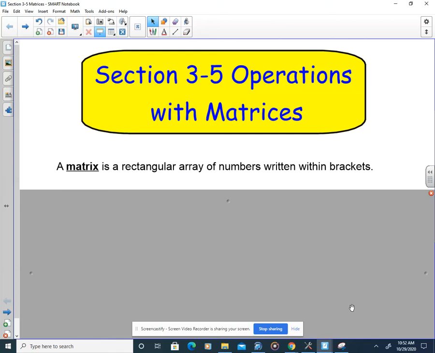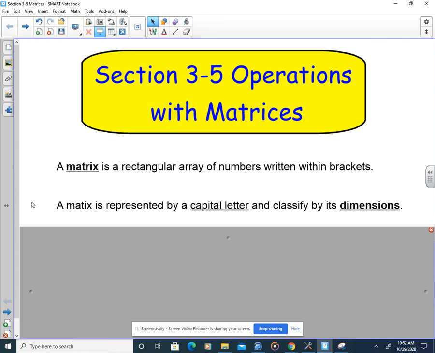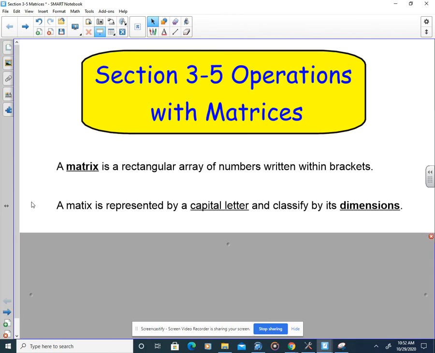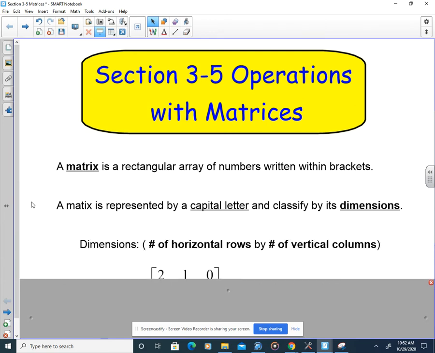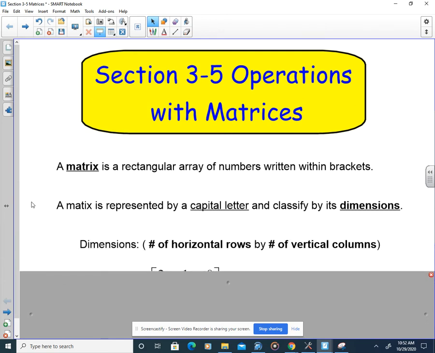So today we're going to be introduced to the concept of a matrix. A matrix is a rectangular array of numbers written within brackets. A matrix is represented by a capital letter and is classified by its dimensions or size. The dimensions of a matrix is always given by the number of horizontal rows by the number of vertical columns.